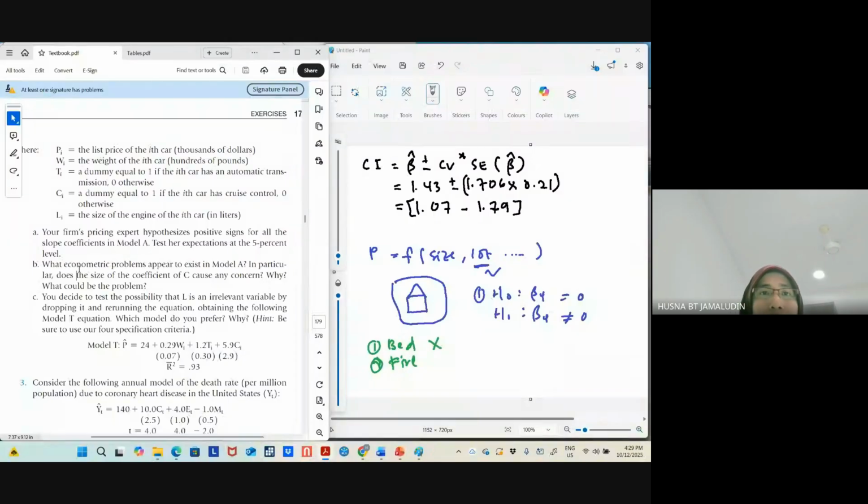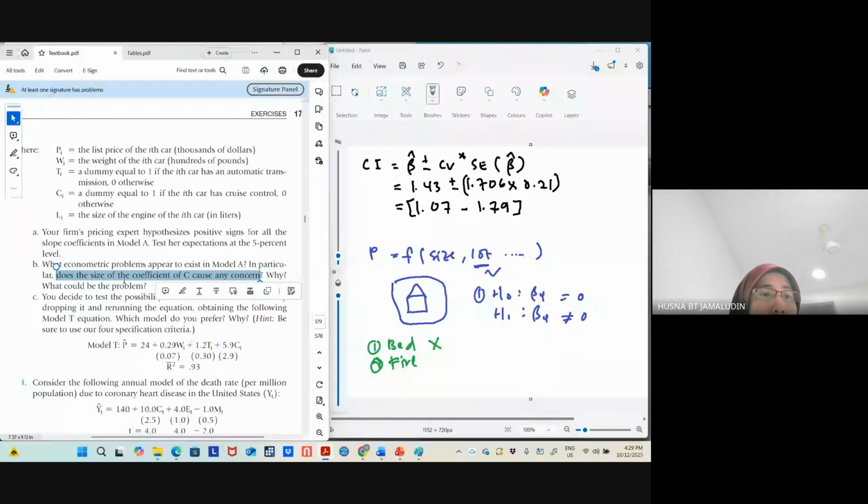So you have to familiarize yourself with the problem, because in the exam they will not give you hints. They will not tell you to find out what are the insignificant ones; you have to figure it out. That's why we have this kind of exercise. What econometric problem appears to exist in model A? In particular, does the size of the coefficient of C cause any concern? Why?